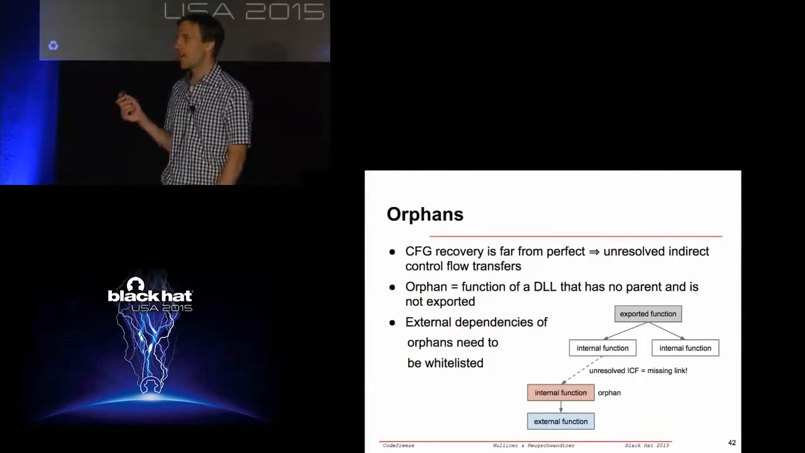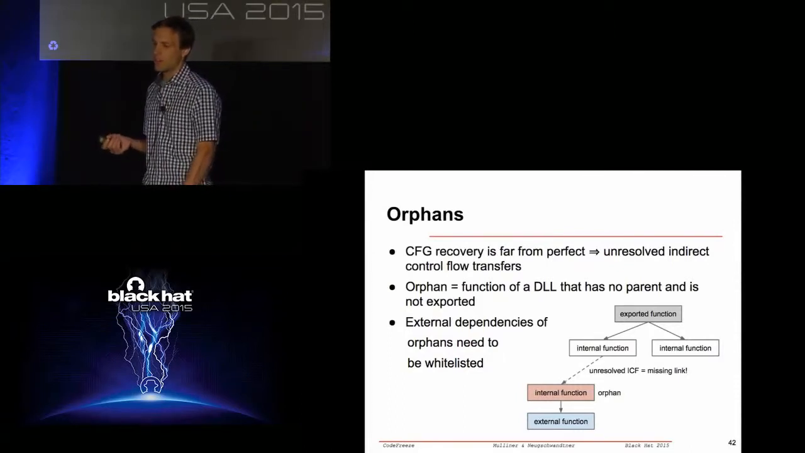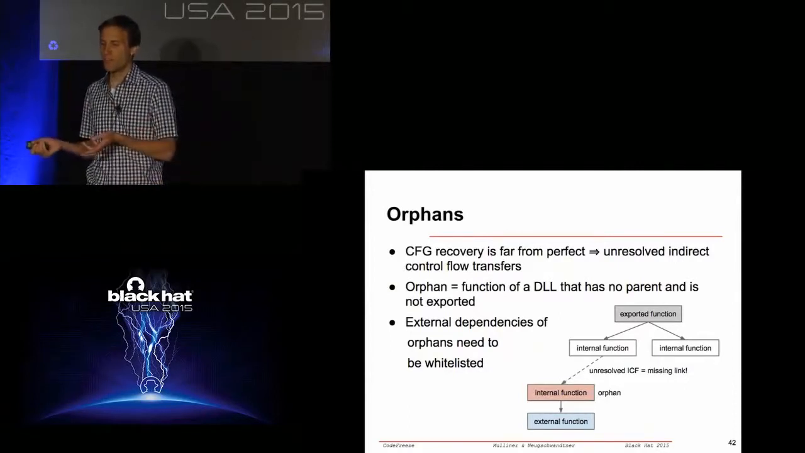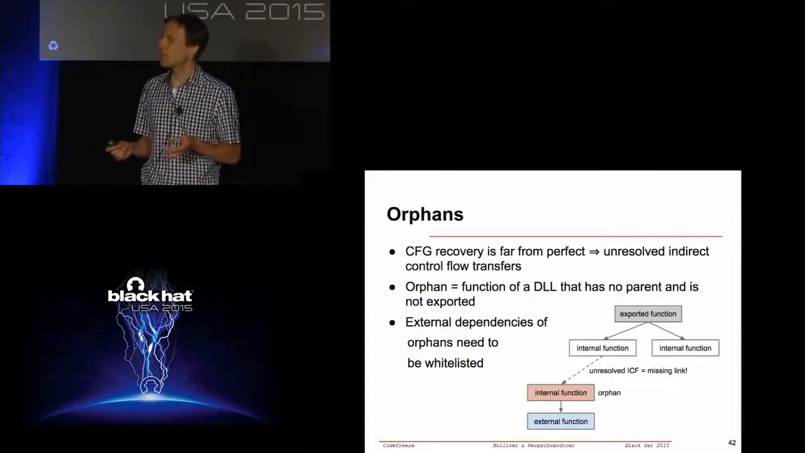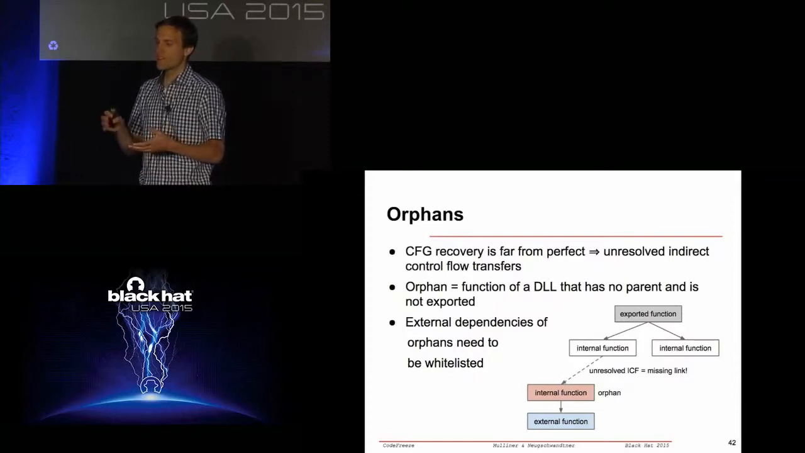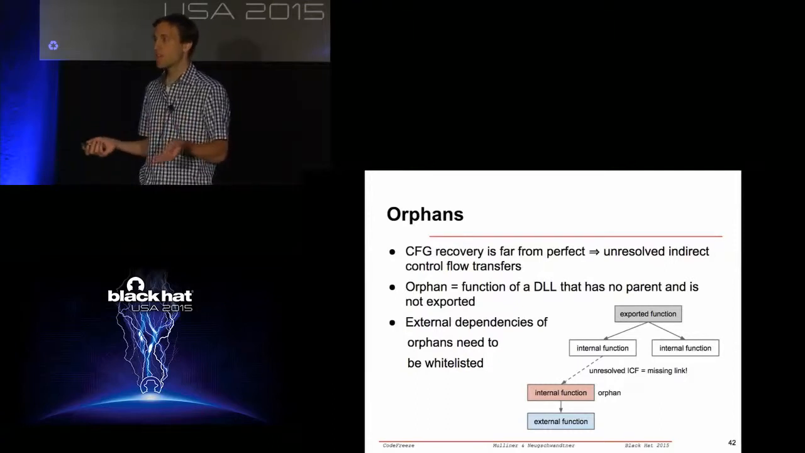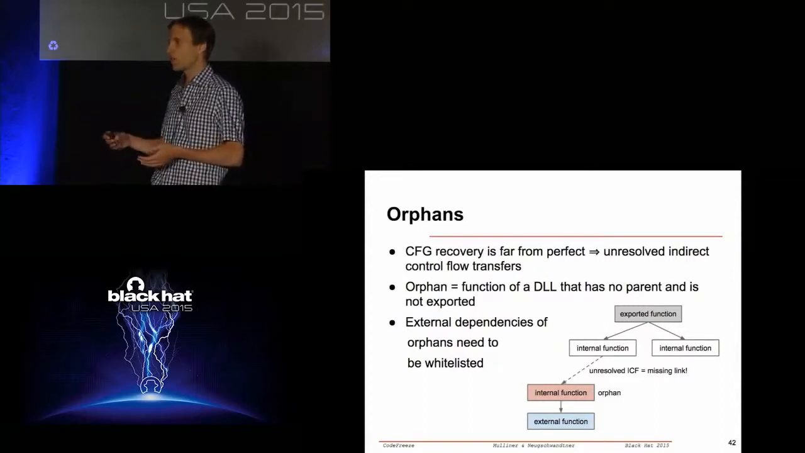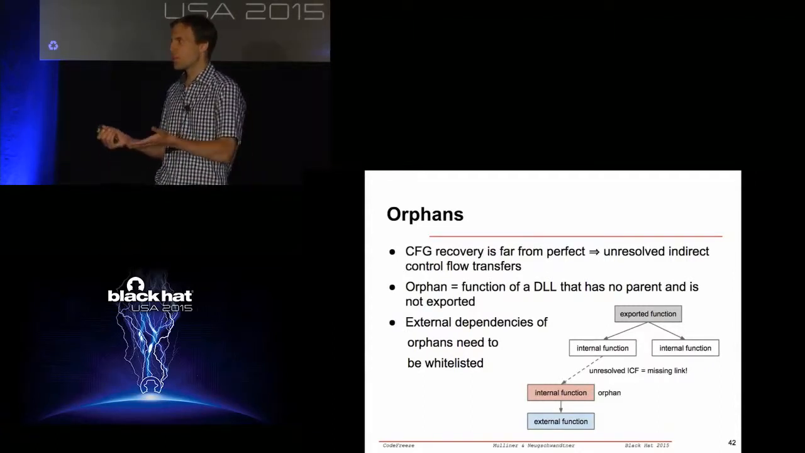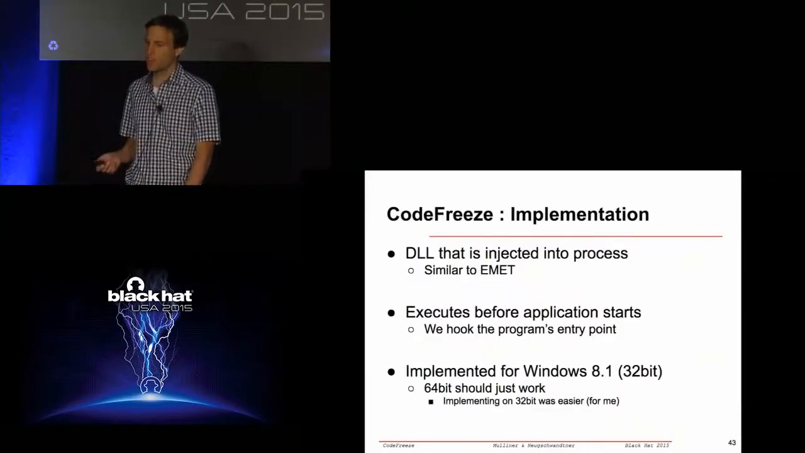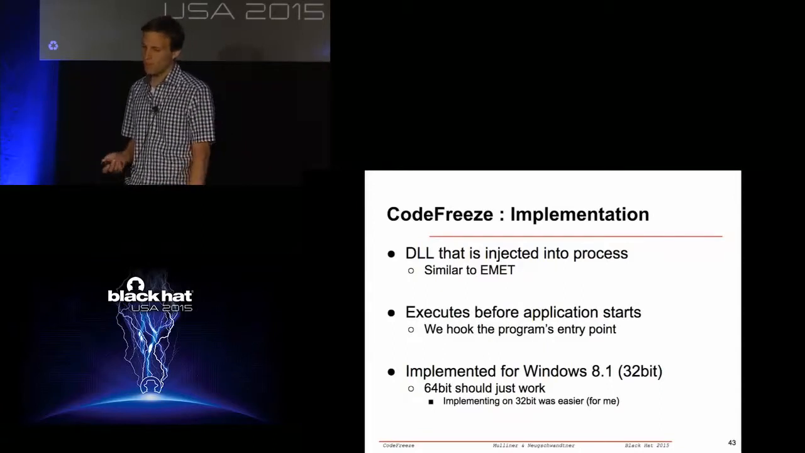One thing that happens when we cannot resolve an indirect control flow transfer are orphans. What are orphans? Well, we name orphans internal functions that are not being exported, so they are not entry points of a DLL, but they are not referenced from any parts of our internal CFG. And they are troublesome because we need to whitelist and enable their functionality and also the external dependencies, because we just don't know whether they're actually being used or not. This is due to the imperfection of the CFG. So we need to whitelist them during runtime.